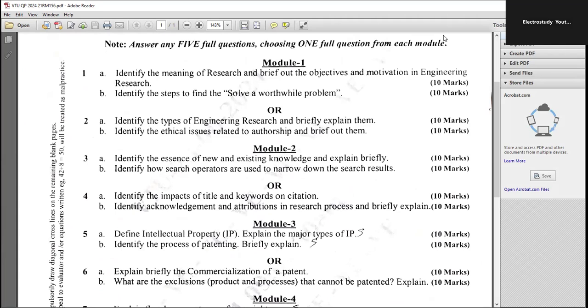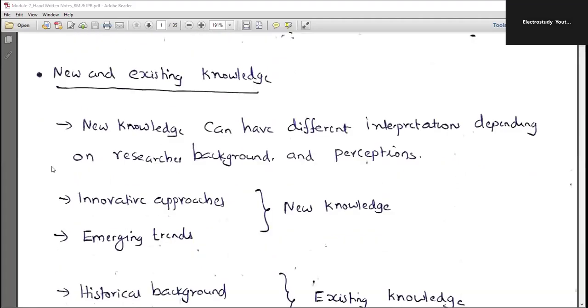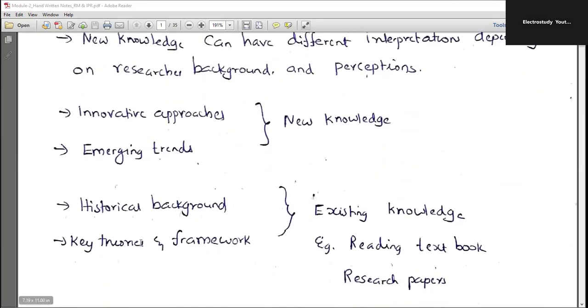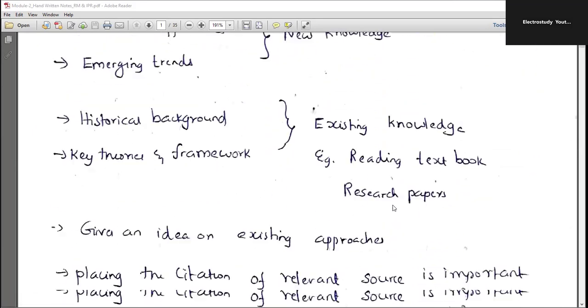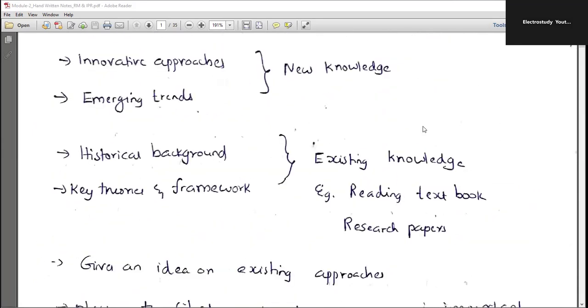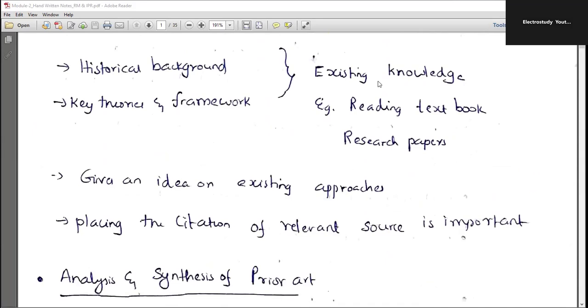You need to talk about new and existing knowledge. Innovative approaches and emerging trends come under new knowledge. Historical background, key theories and frameworks come under existing knowledge. You need to talk about how new and existing knowledge is produced, and the importance of existing knowledge. How to get the existing knowledge, those things you are supposed to explain.